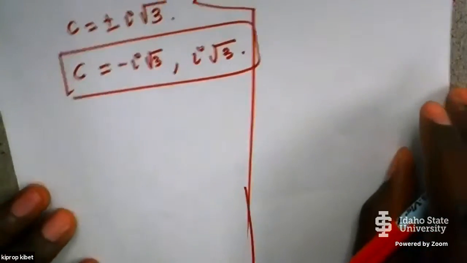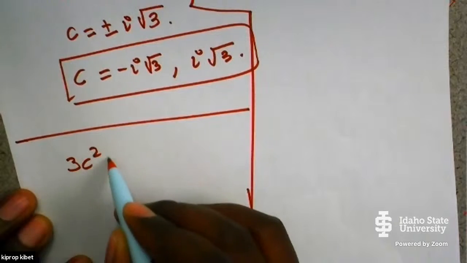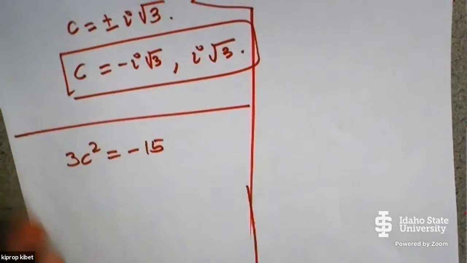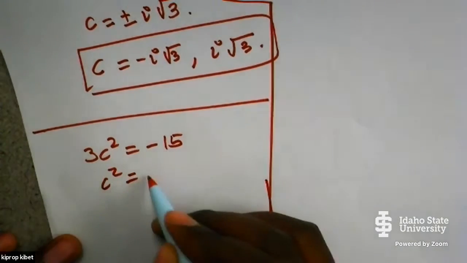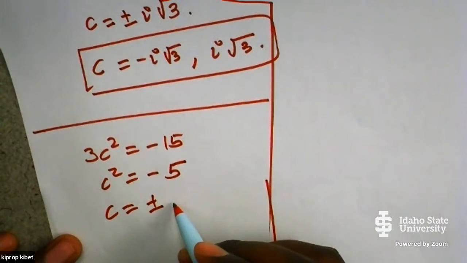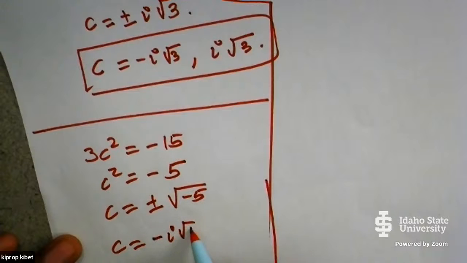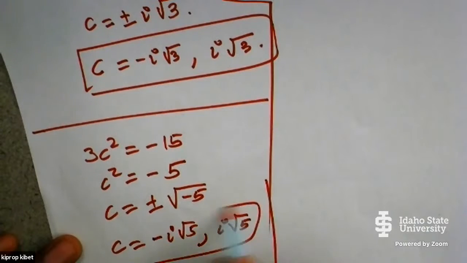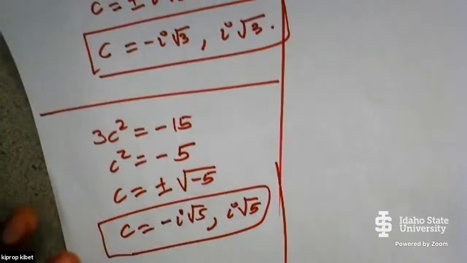Okay, another one. This is 3c squared equals -15. So using the square root property, then c squared equals -5. So c equals plus or minus the square root of -5. So c equals -i, the root of 5, or i, the root of 5.